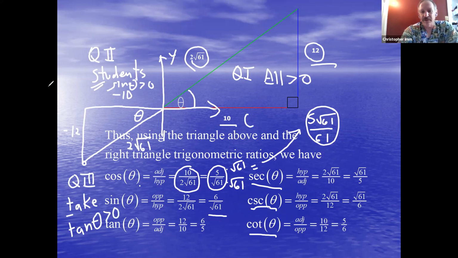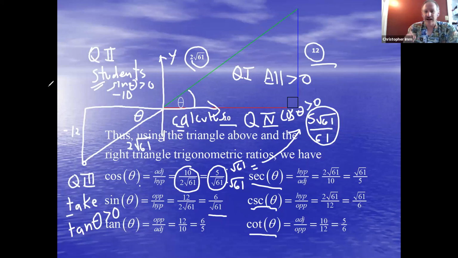And then in quadrant 4, calculus, all students take calculus. In quadrant 4, the cosine, that cosine is going to be the one that's positive. And of course, secant, but everything else is going to be negative. Okay, so that's a good way to see, if you've got the values in one quadrant, they're going to be the same in all the other ones, except one might be negative.